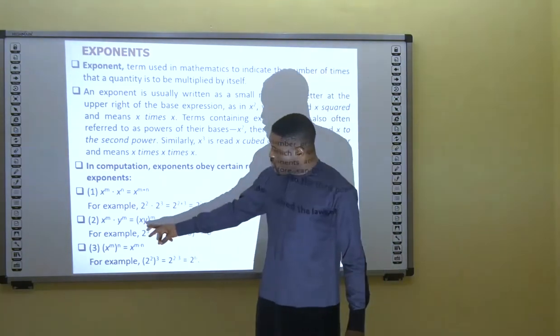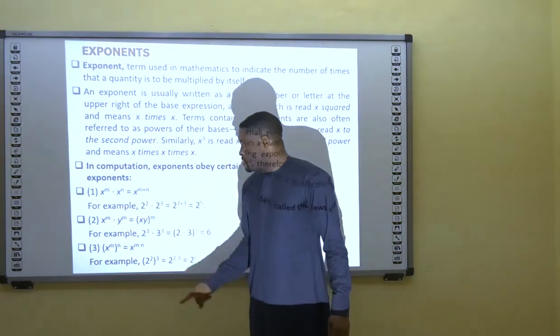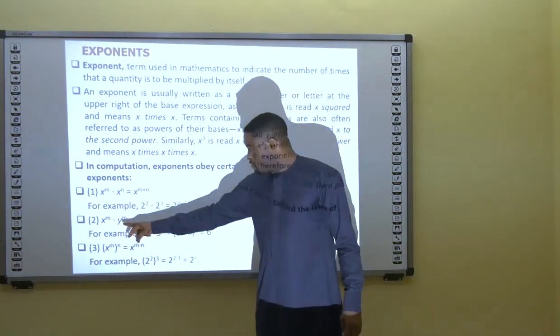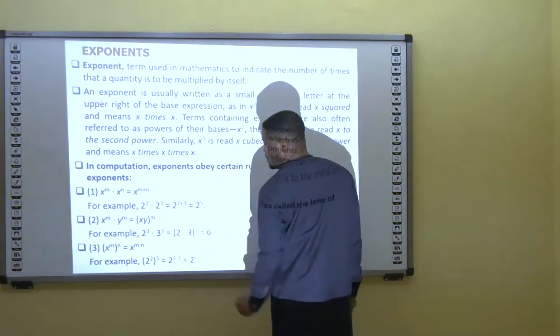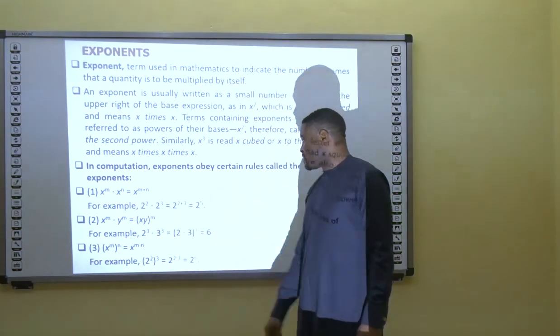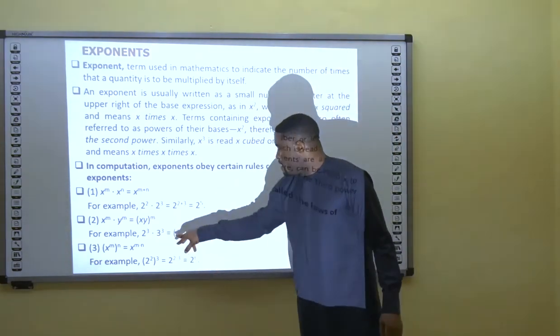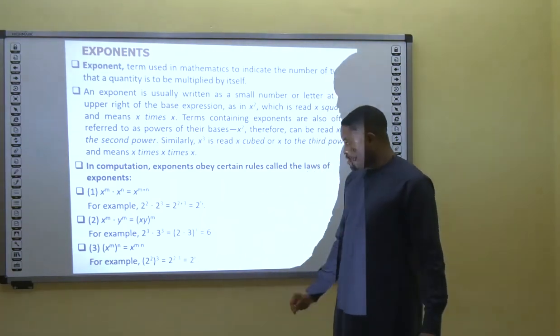So sometimes when you have the same exponential powers but different bases, you can have it as xy raised to the power n. So for example, we have 2 raised to the power 3 times 3 raised to the power 3. We can multiply the 2 and 3 and just raise them by their common power, which is what we have here.